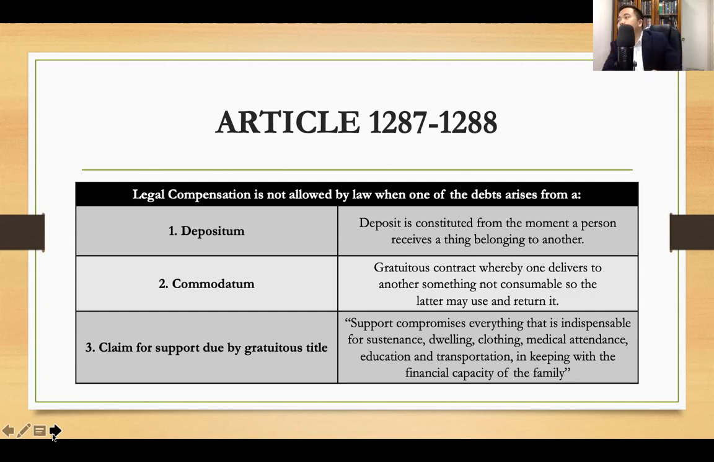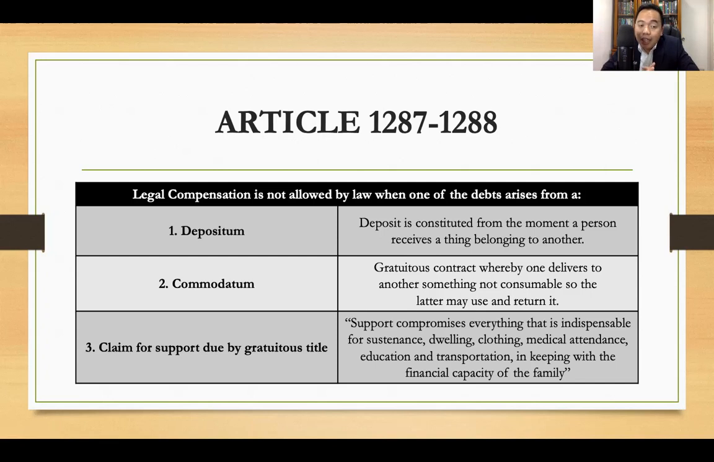In a contract of comodatum, class. What is a contract of comodatum? Comodatum is a gratuitous contract whereby one delivers to another something not consumable so that the latter may use and return it. Ano ba sa Tagalog yung comodatum? Humiram ka. Humiram ka ng kotse, ba? Humiram ka ng ilaw, humiram ka ng sandok, humiram ka ng kaldero. Ang tawag dyan, comodatum. It is gratuitous kasi hindi mo inupahan. Kung may bayad yan, hindi na yung comodatum, lease, di ba? Upa.